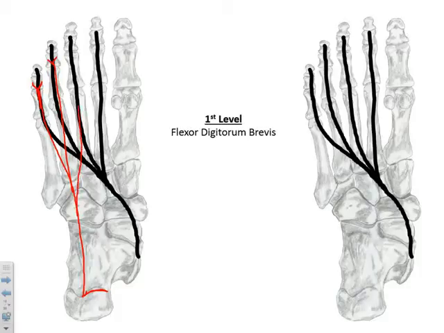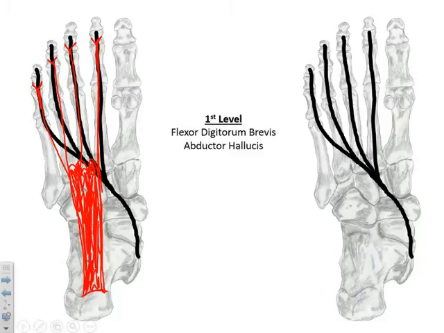So we are once again seeing a situation where we have distinct similarities between the hand and the foot. In this case, the flexor digitorum brevis being analogous to the flexor digitorum superficialis in the hand. And there we have the muscle belly back here. Okay, so that's the first muscle.